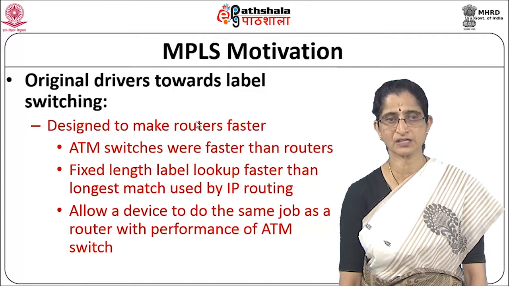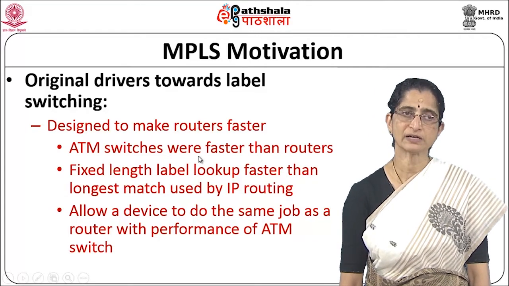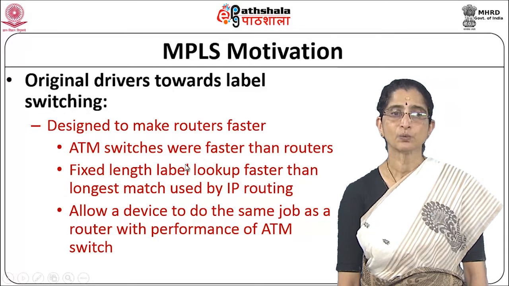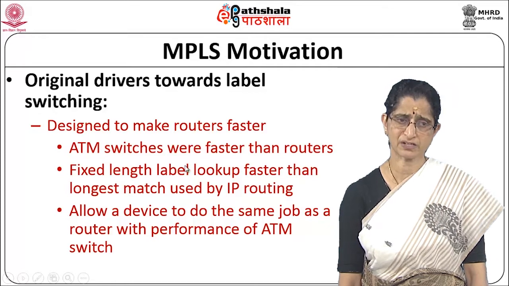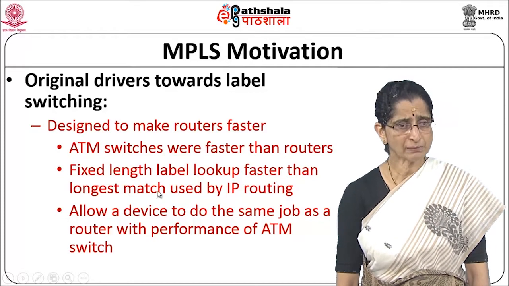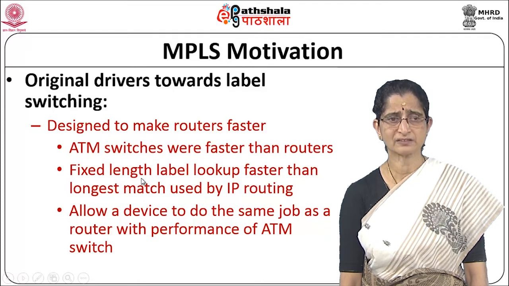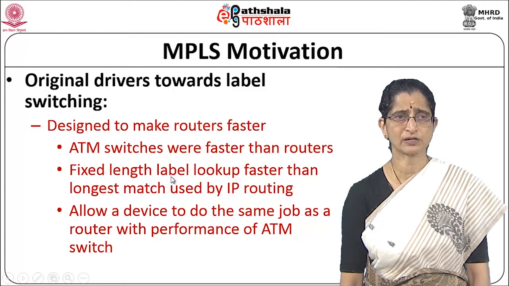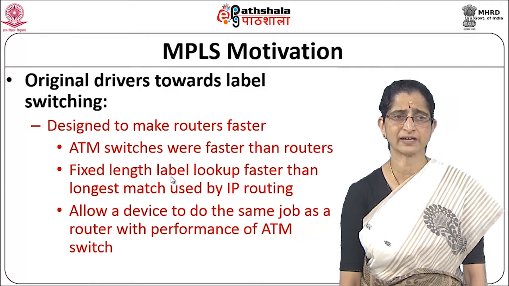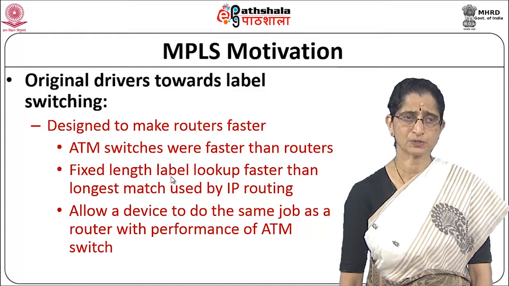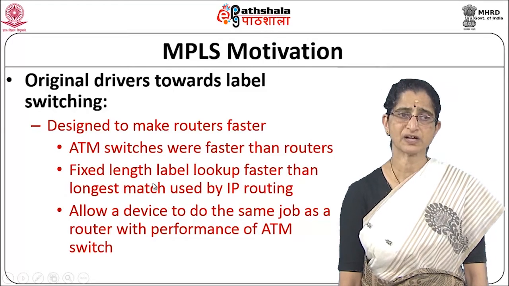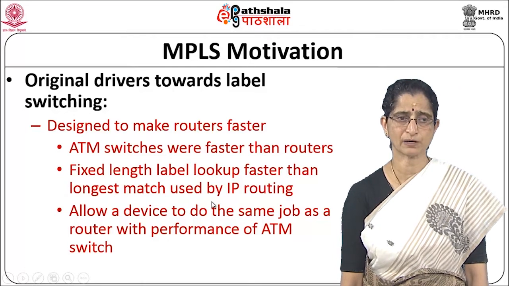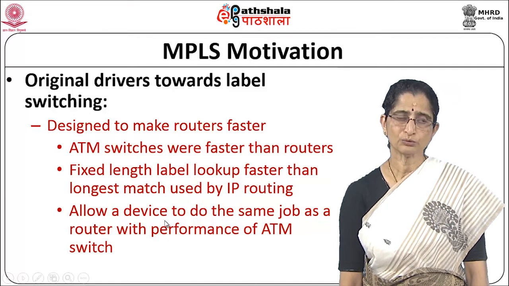The Asynchronous Transfer Mode, which was proposed earlier as a virtual circuit switching mechanism, was originally designed to make routers faster. ATM switches were faster than routers, primarily because they used a fixed length label lookup. They used what is called a cell, which had fixed size headers, and it was very easy to process them because they were all a fixed size. So it was much faster than the longest match that is used by IP routing.